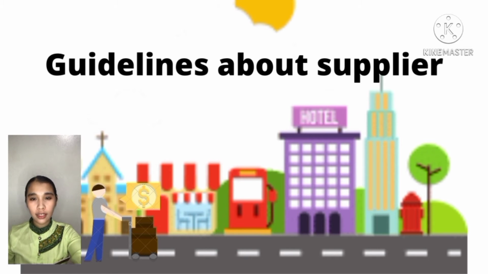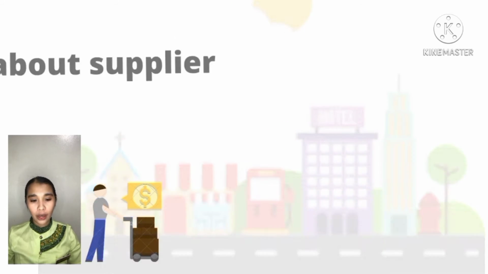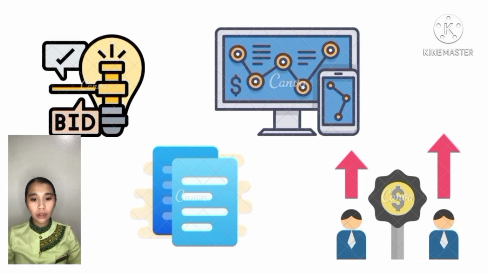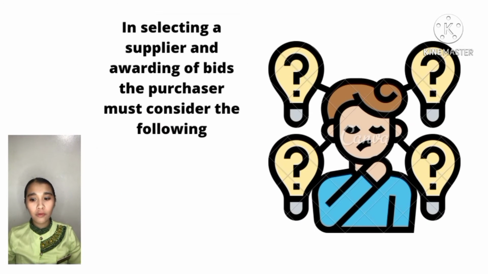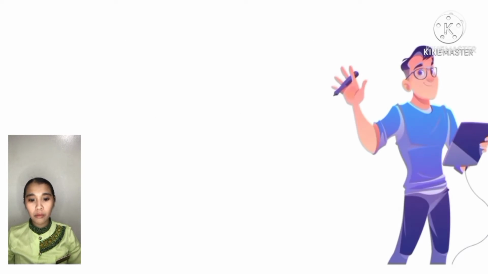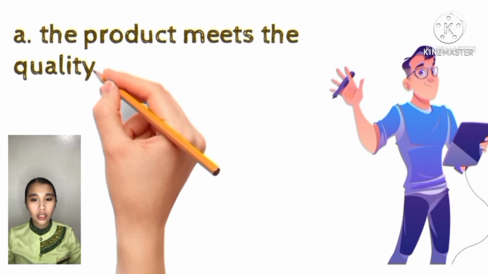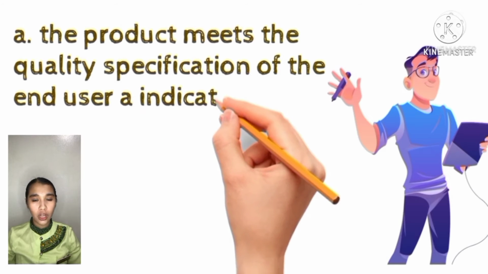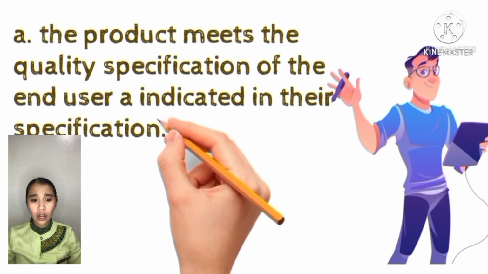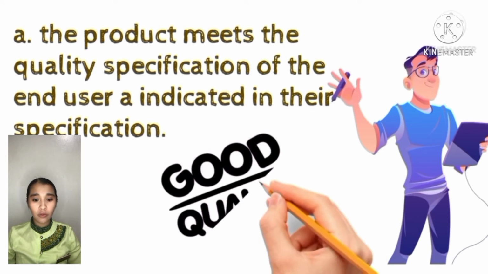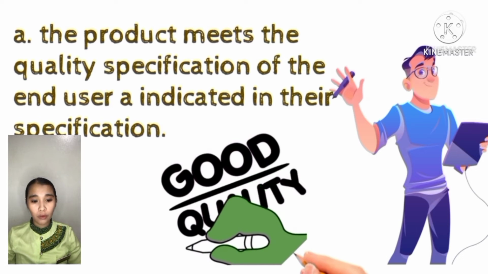I'm going to discuss the guidelines about supplier. Number 6, bid shall be awarded to the supplier based on competitiveness of his quotation and terms. In selecting a supplier and in awarding bids, the purchaser must consider the following. First is, the product meets the quality specification of the end user indicated in their purchase specification. So we need to choose the right quality and right specification of the product.